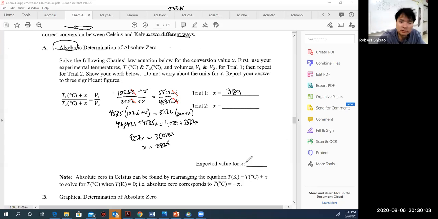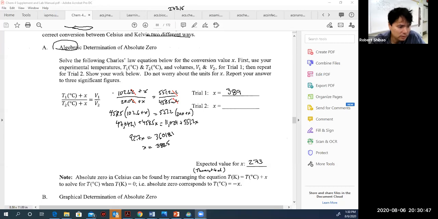The expected value for X is 273. That's the expected, what we call the theoretical value. This is the experimental value up here. Both of these, even though these are calculations, are based on experimental data. That's algebraic. Next, we're going to look at the graphical determination of this.